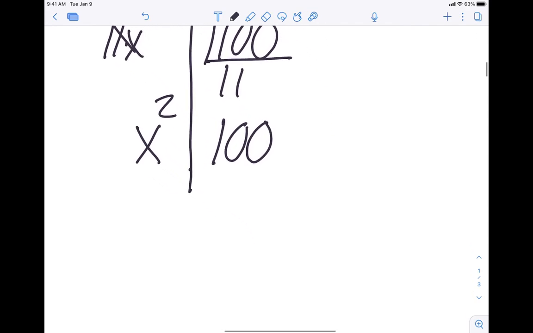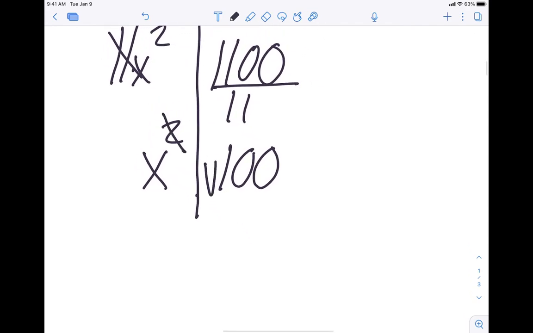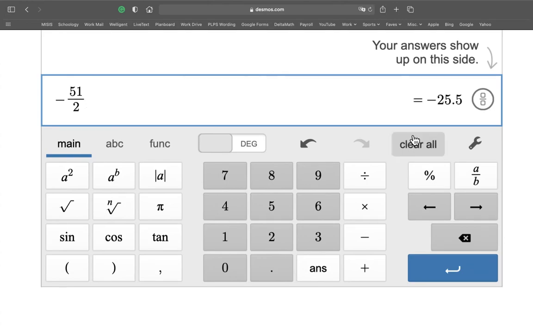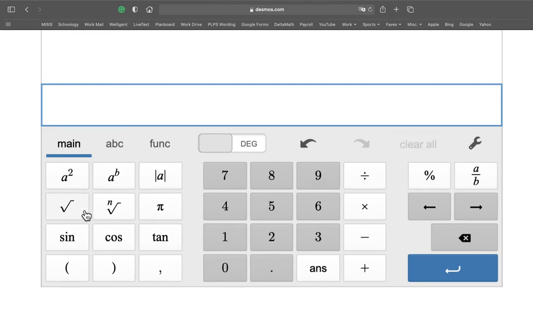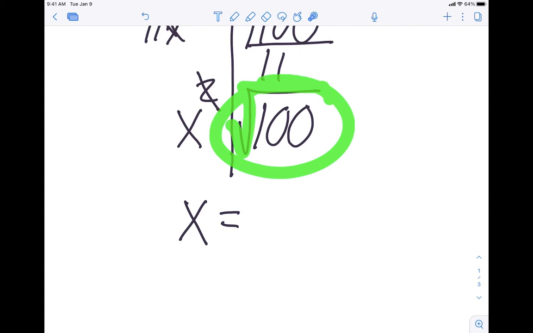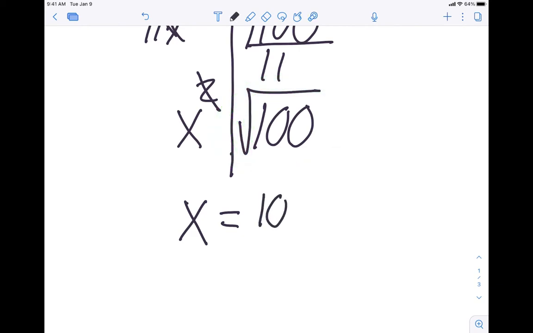The opposite of squaring is square rooting. And I get x is equal to, what is the square root of 100? Well, if I'm not sure, I do square root button right here of 100. Now, let me show you here. Whenever I square root something here, I'm going to get two answers. So I'm going to get positive 10 and I'm going to get negative 10.